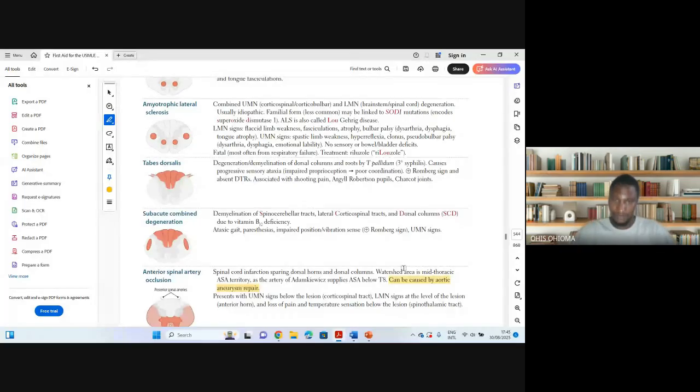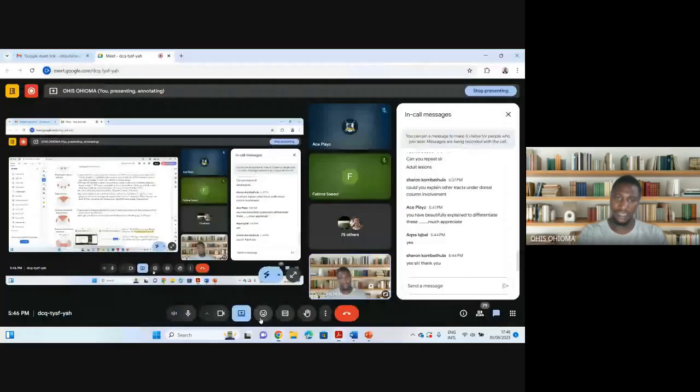When you see that in a question, I want you to think of anterior spinal artery occlusion. This is what should come to your mind. I don't know if that is straightforward for you guys.